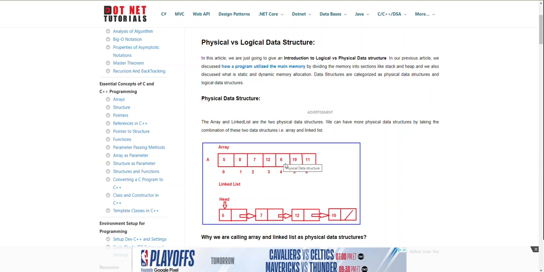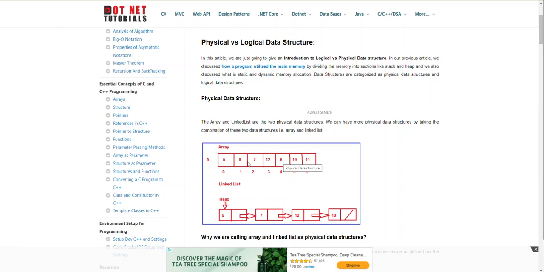So it's physically a data type because we're storing data in these little memory locations. We have other data structures that are logical data structures. They're not physical data structures. So an array is a physical data structure. A list is a physical data structure.